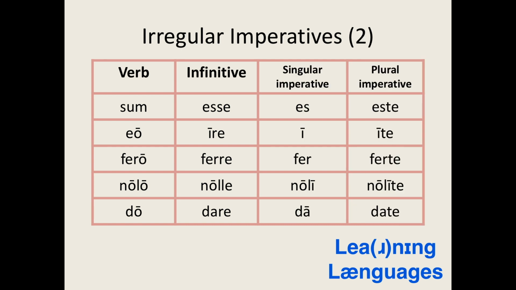Sum has the singular imperative es and the plural imperative este. Eo has the singular imperative i and the plural imperative ite. Fero has the singular imperative fer and the plural imperative ferte. Nolo has the singular imperative noli and the plural imperative nolite. Do has the singular imperative da and the plural imperative date. Notice that possum and volo and malo do not have imperatives.